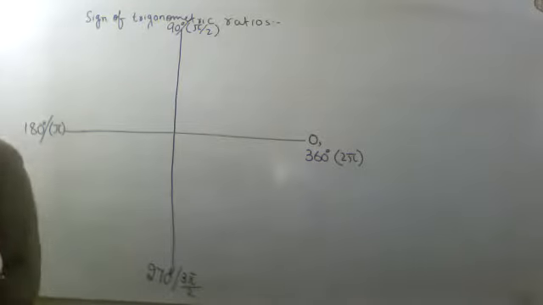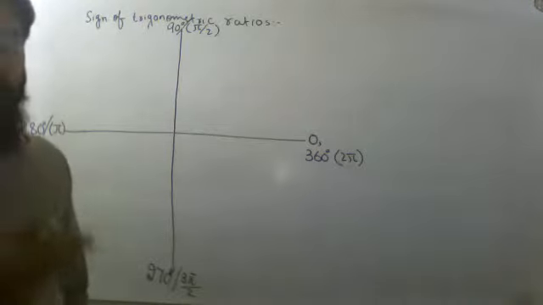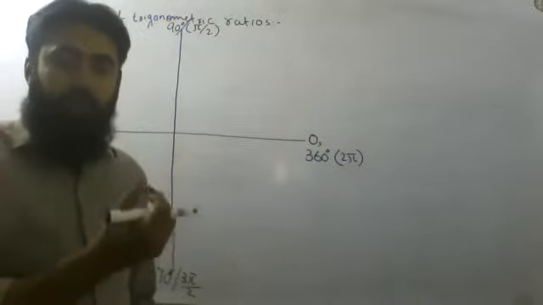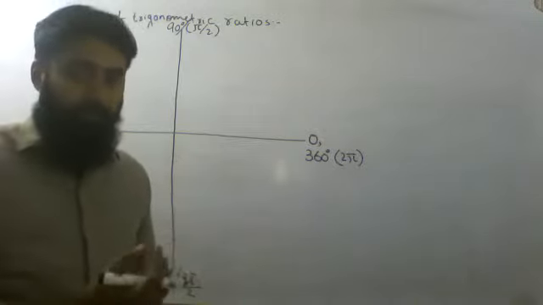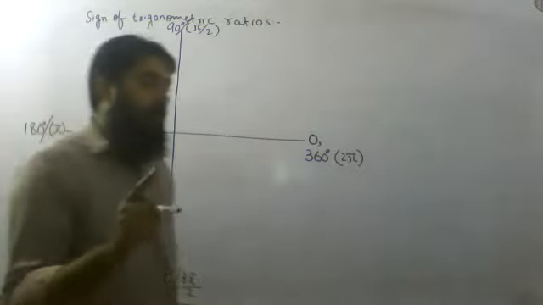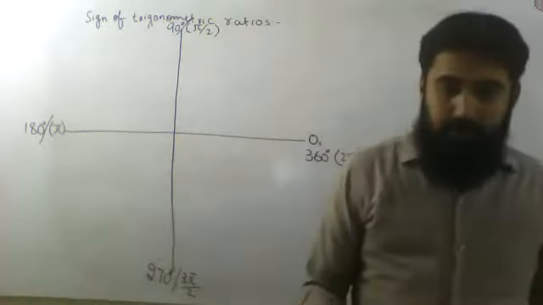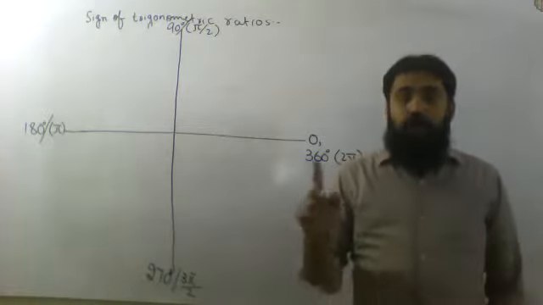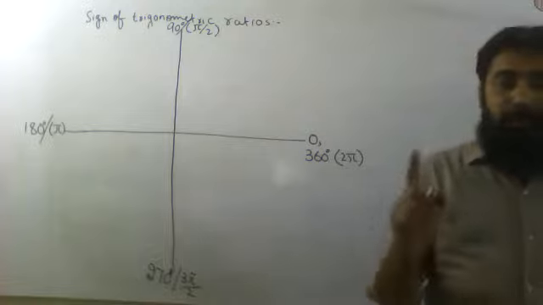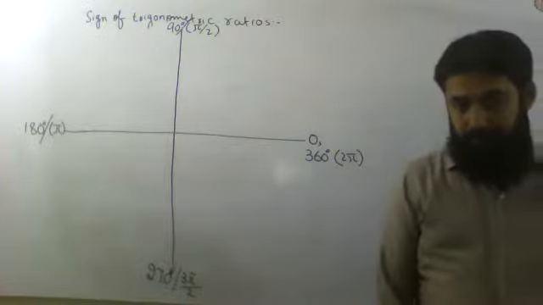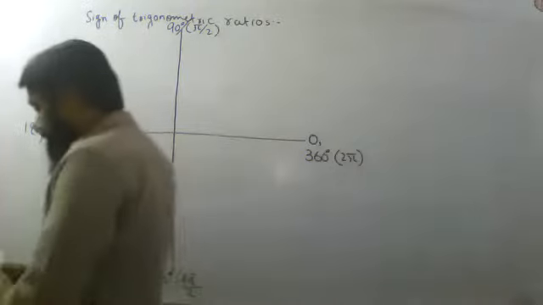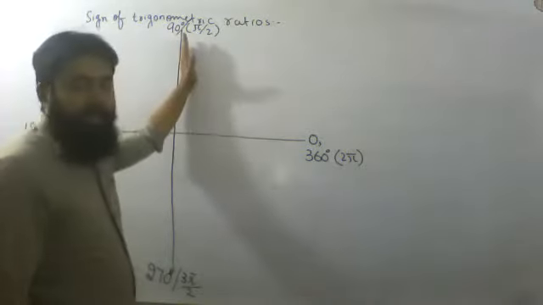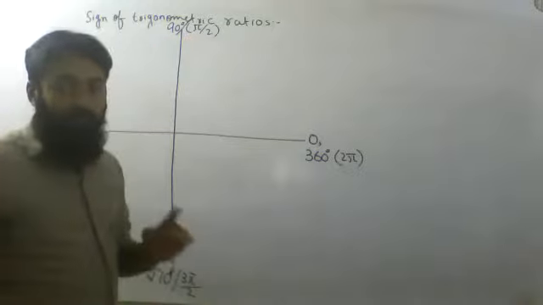Okay. Now we have 6 trigonometric ratios: sine, cos, tangent, cot, sec, cosec. Sine has a reciprocal, cosec. Cos has a reciprocal, which is sec. Tan has a reciprocal, which is cot. Now, first of all, from 0 to 90 degree, that is my first quadrant.